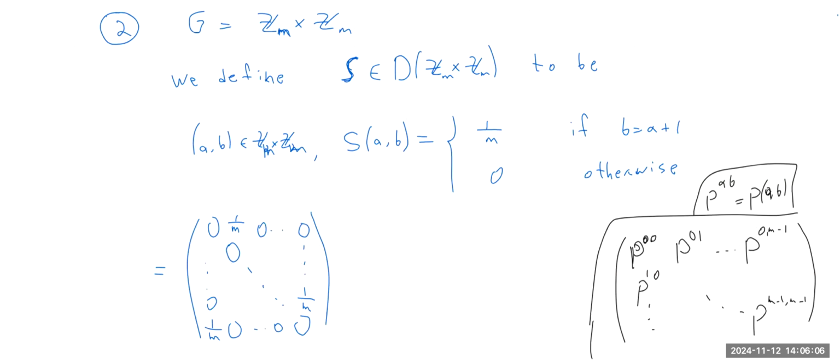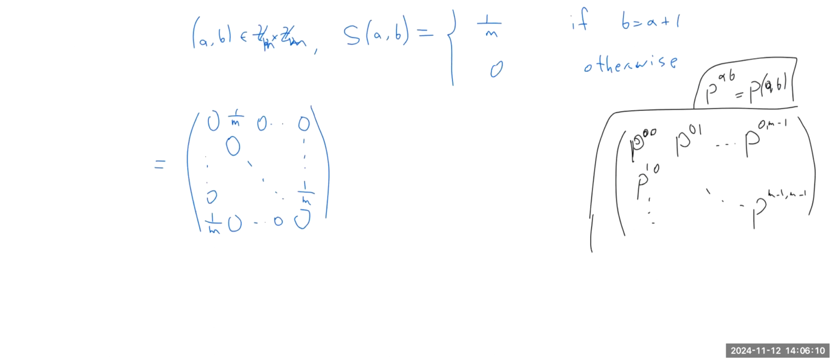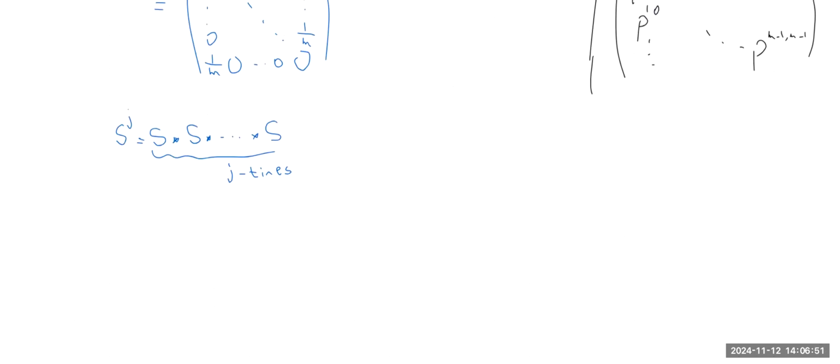Why is it important? Because it forms what is called a cyclic group. So actually we can define S with G times, let's define it to be Sj. In fact, Sj for AB will be 1 over m if B is equal to A plus G, and it's 0 otherwise.